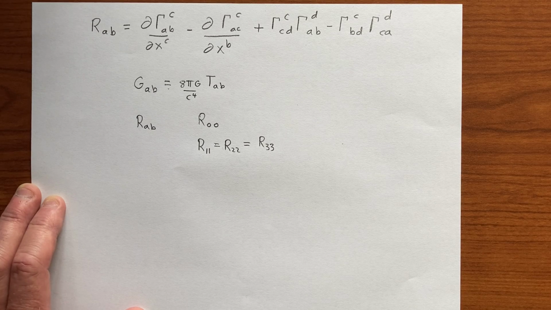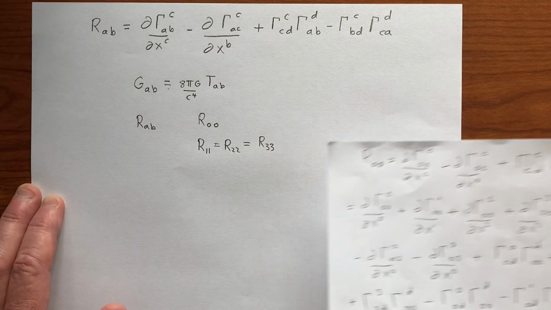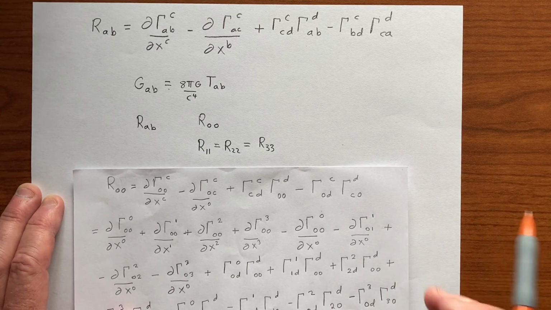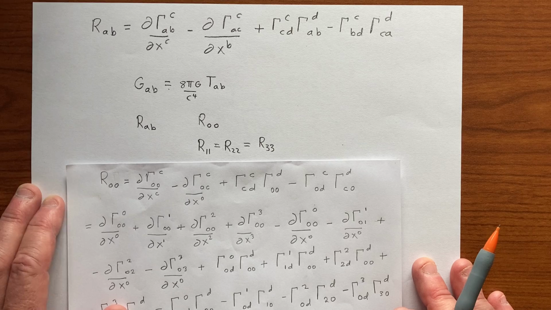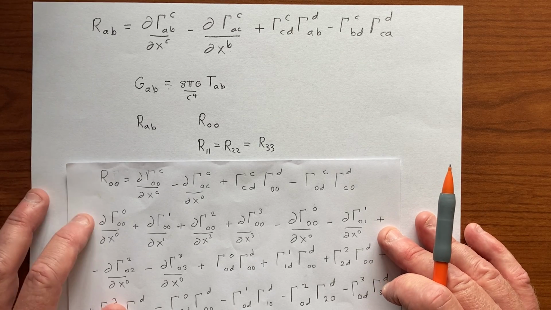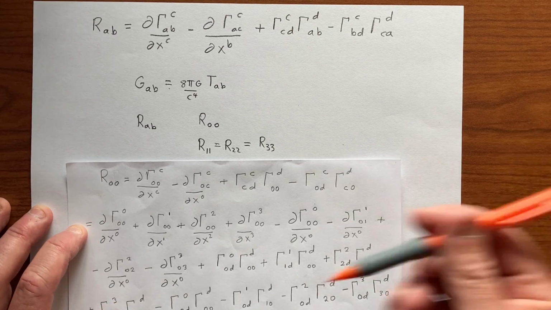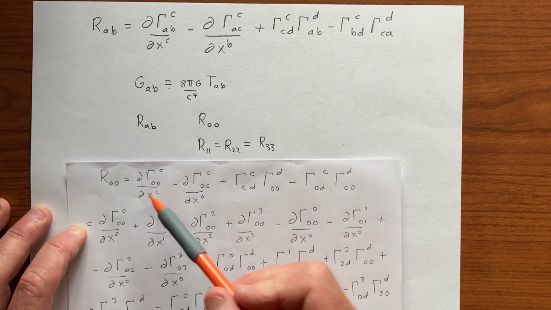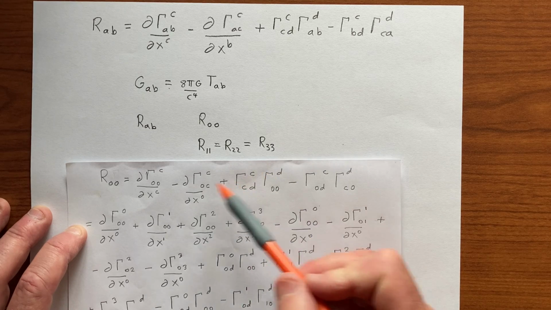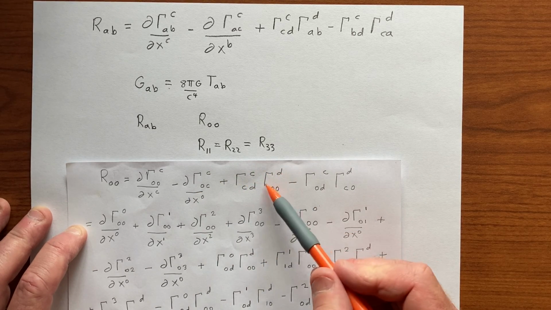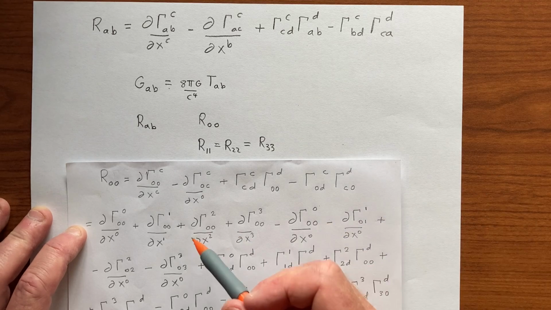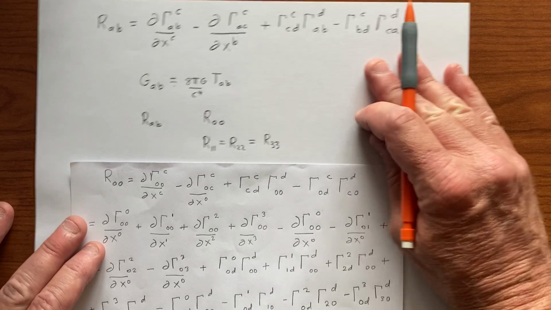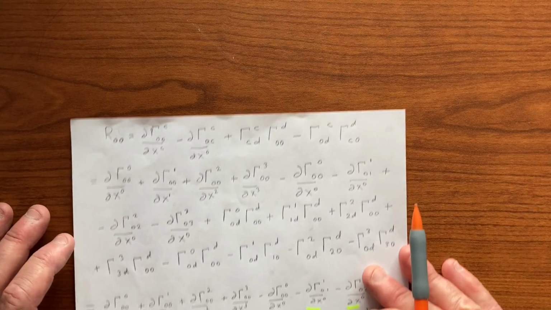So let's start with R00. So I worked this out already. I don't want to do this again live. It's a little tedious, as we saw for the Schwarzschild metric. So R00, right? So A and B are 0 here. Here they are, and then we're summing over C here and C and D here. And so I'm just writing all the terms out here.